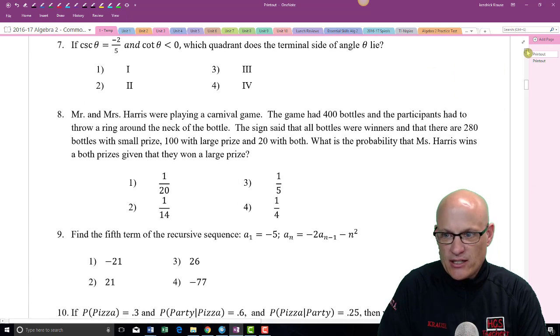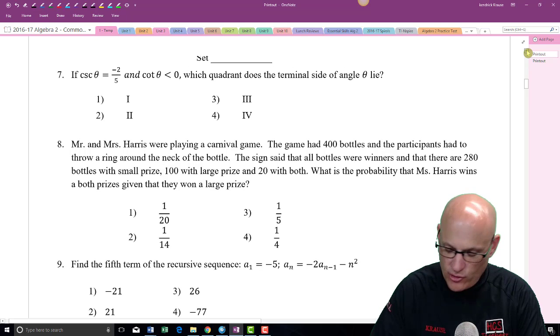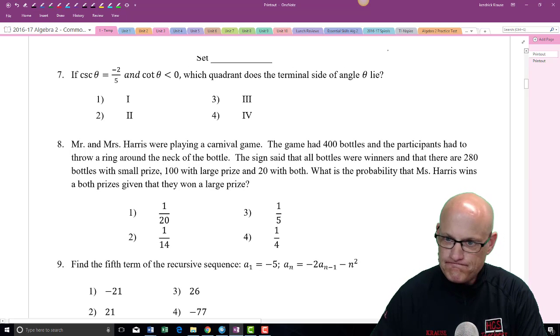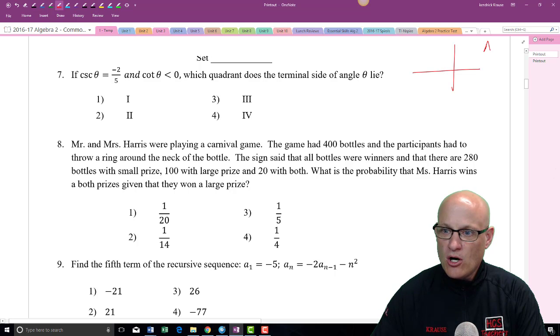So, yeah. So, we got to go back to all students take calculus.